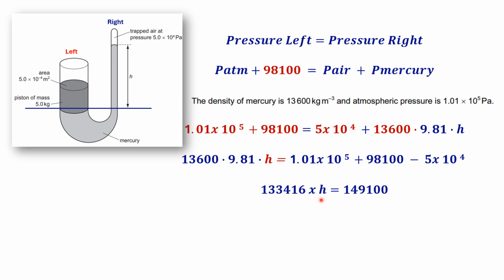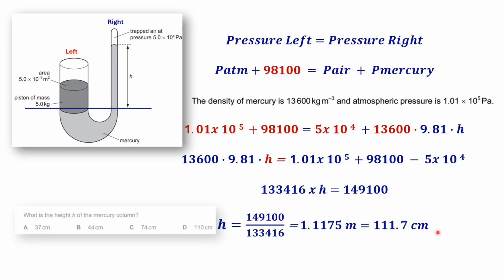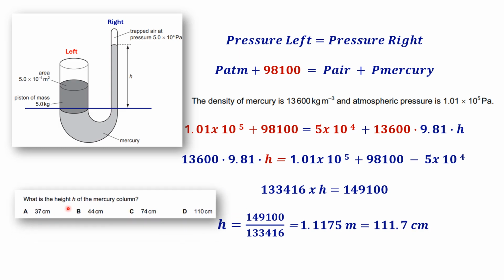So the height is this value divided by this value, which is 1.1175 meter or 111.7 centimeters. So of the options given, A, B, C, and D, the closest answer is D.